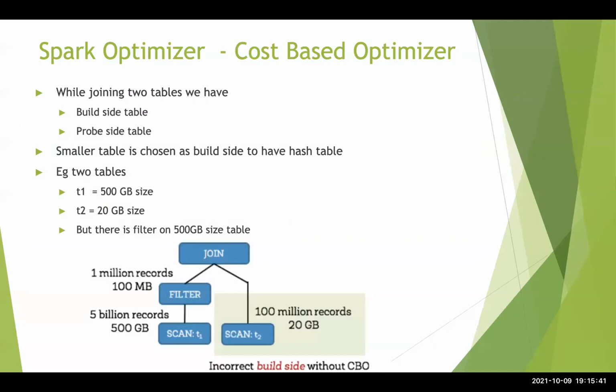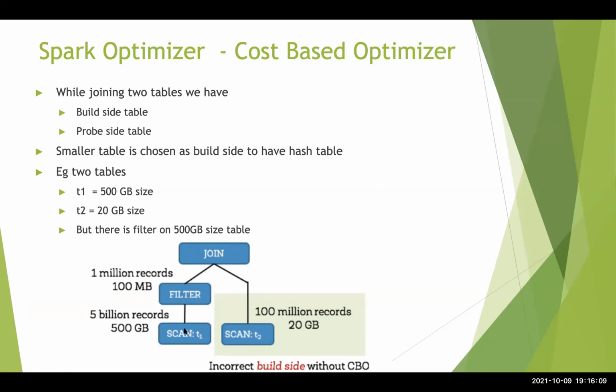Now what we'll do is take one example of how cost-based optimization works. We talked about cost-based optimization 2 times in this session. So we'll take an example. This is used while joining 2 tables. When you're joining tables, you have a build side table and a probe side table. The smaller table is chosen as the build side table, right? The build side is used to have the hash table. We'll take 2 examples. Let's say you have table 1 and table 2.